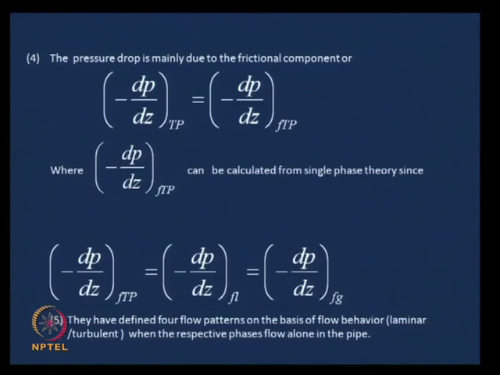Once we have found out phi L square and phi G square, then we can find out the two phase frictional pressure gradient. Right. So, the fifth assumption is that 4 flow patterns have been defined, as I have written down in my transparency, on the basis of flow behavior when the phases are flowing alone in the pipe. That means it can be gas laminar, liquid laminar; gas turbulent, liquid turbulent; gas laminar, liquid turbulent; and gas turbulent, liquid laminar. The last one, of course, is something very rare, and therefore it is not widely used.